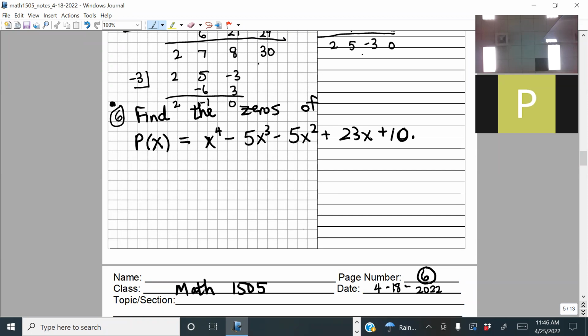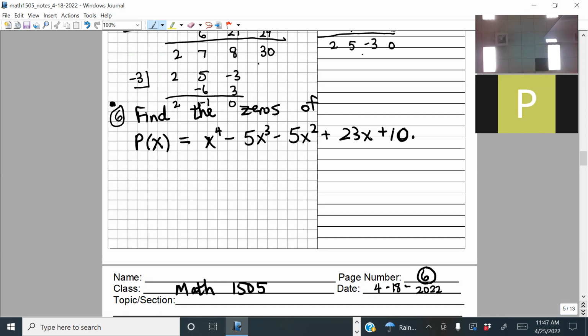All right, so I've got one for you. This might take us a few minutes here. So we want to find the zeros of this big monster: x to the fourth minus 5x cubed minus 5x squared plus 23x plus 10. And you know there can be how many here? Four, right? So this may take us some time to find all four of those. But where shall we start?